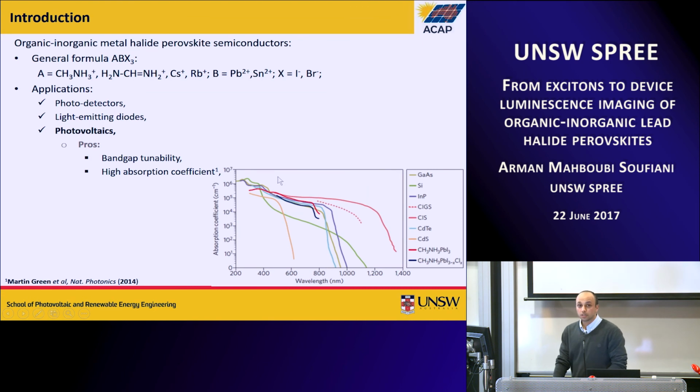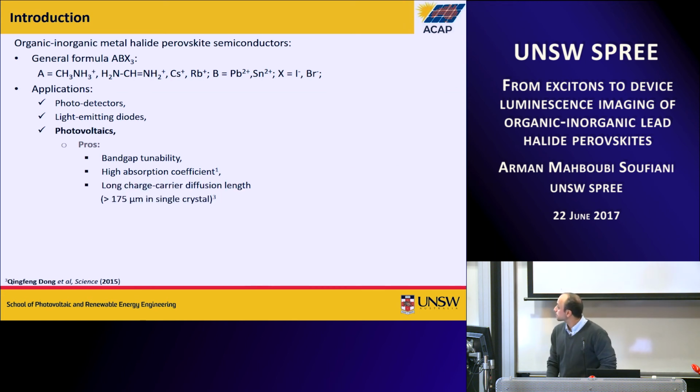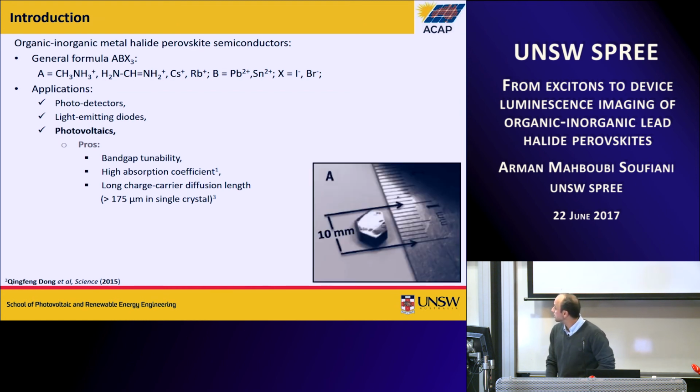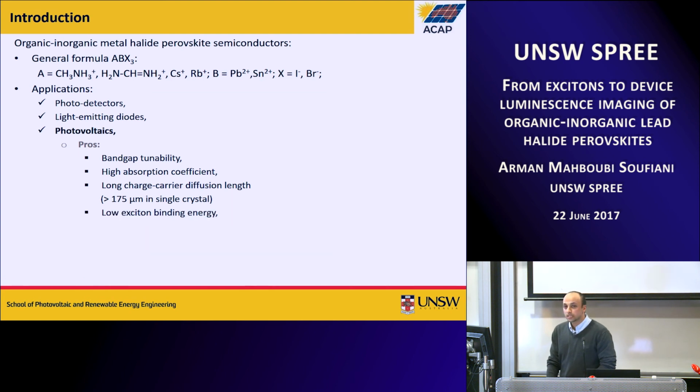Then they have quite a high absorption coefficient in the order of 10 to the power 4 to 10 to the power 5 in the spectral range of interest, comparable to other direct band gap semiconductors. They're usually considered as direct during the absorption process, but recently it has been shown that the band gap is direct-indirect during the recombination process. They have quite long charge carrier diffusion lengths. Most recently, single crystals have been fabricated with more than 175 micrometer diffusion lengths, and this is just a photo of that single crystal reported in the literature. They have low excitonic binding energy that I'm going to talk about today.